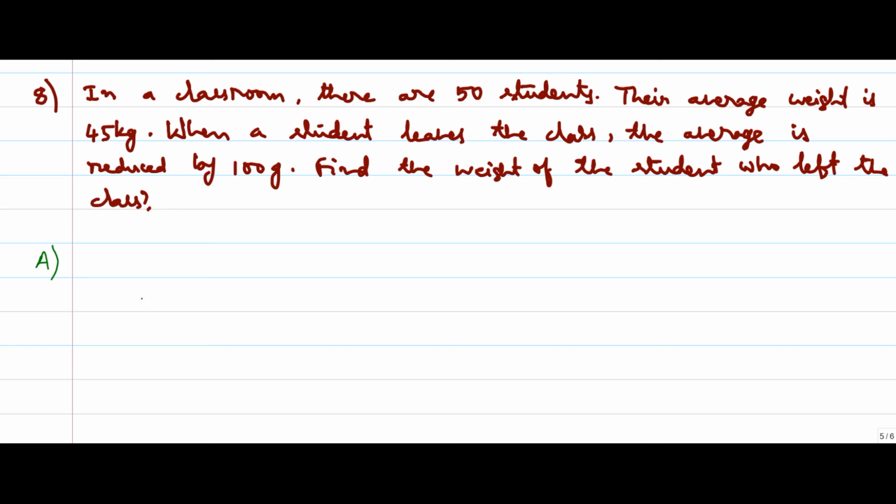Very simple question. First, average is equal to sum of the students divided by 50. Let me write it as sum of 50 students divided by 50. This is the first average, which is equal to 45 kg, which implies sum of 50 students' weight is equal to 50 into 45.